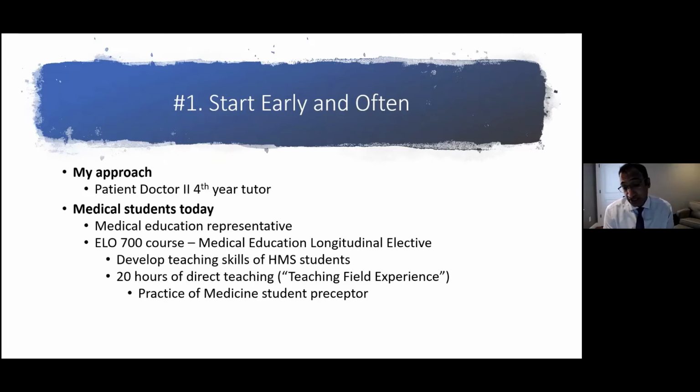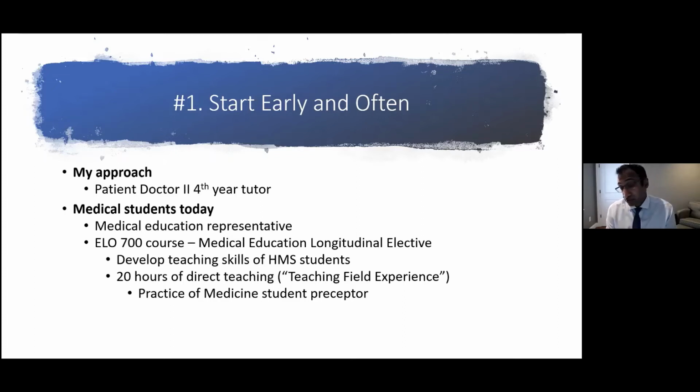And one piece that I like a lot about this course is that it also involves direct teaching. So there's an expectation that the students will teach for 20 hours over the course of the year, entitled the Teaching Field Experience, and get direct observation of their teaching skills during that time. So a wonderful way to get actual classroom-based teaching under the belt as a young educator.